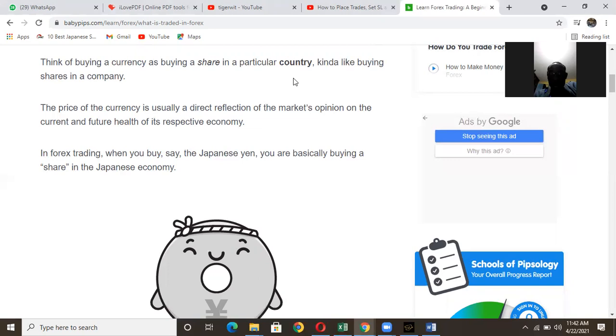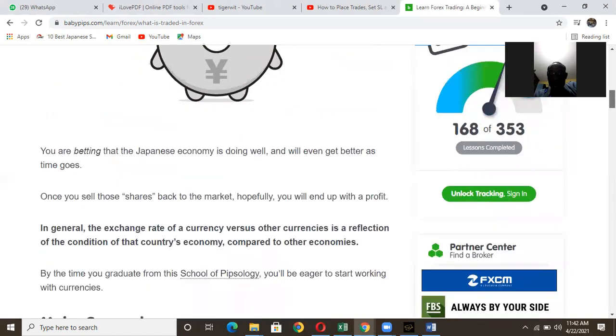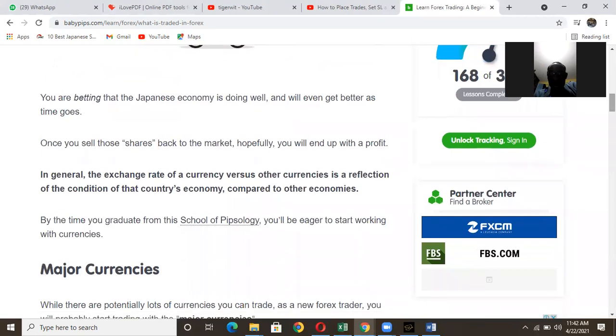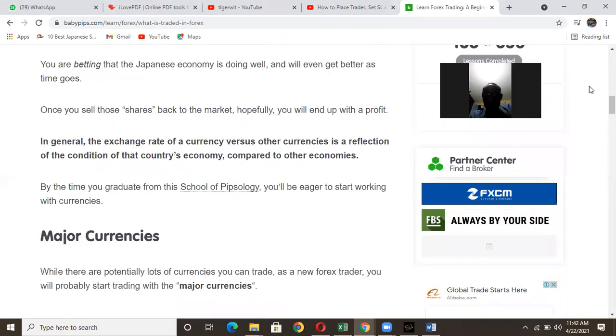So we are saying Japanese yen, you are buying into the share of the Japanese economy. I think I've explained that very clearly. So you're betting that the Japanese economy is going to do well and will even get better. So that is what you're betting on. Once it does well, of course, you get some good greenbacks. So once you do that, you sell those shares back.